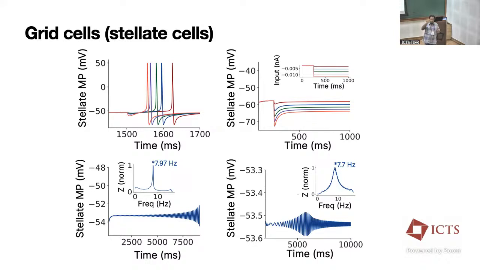And as you go down the dorsal to the ventral side, the resonant frequencies change continuously as you go from one side to the other. And that's also determined in large part by the channels that are expressed in these neurons. So in a sense, real grid cells seem to be a far cry from the model grid cells.